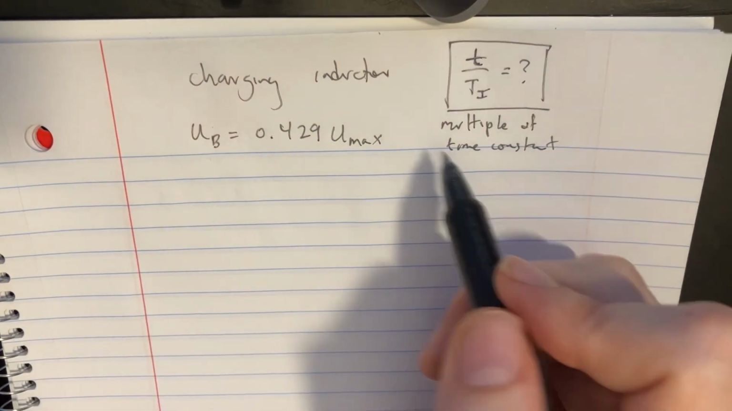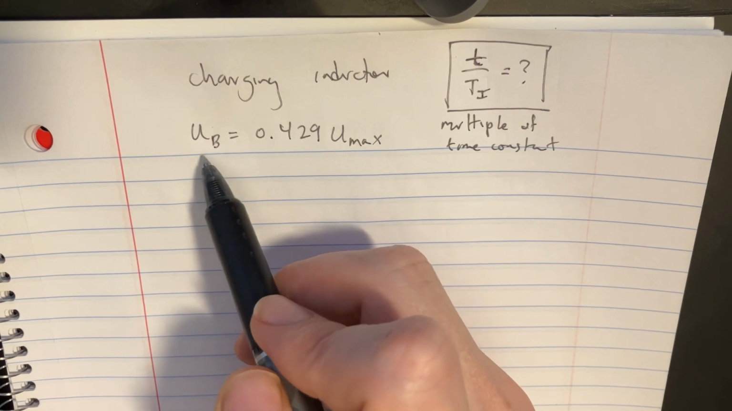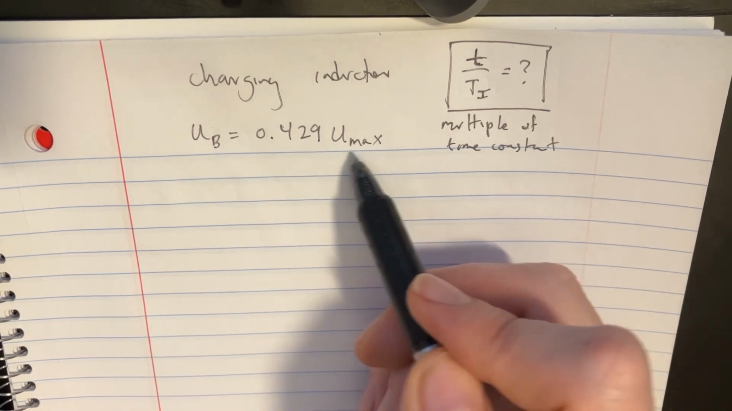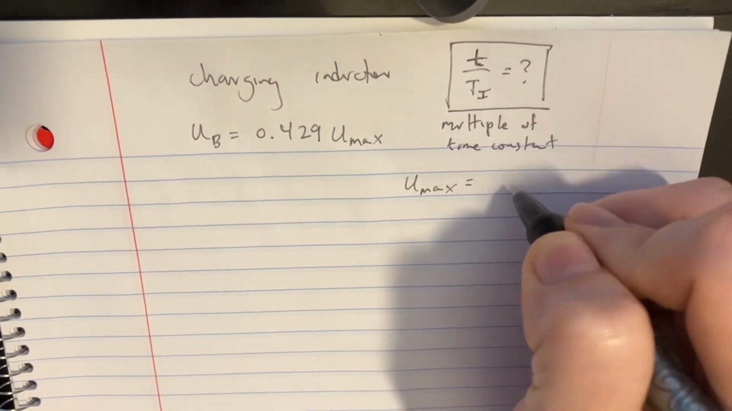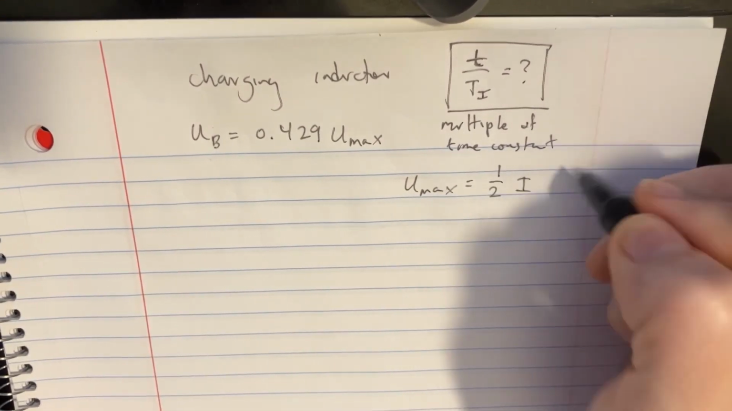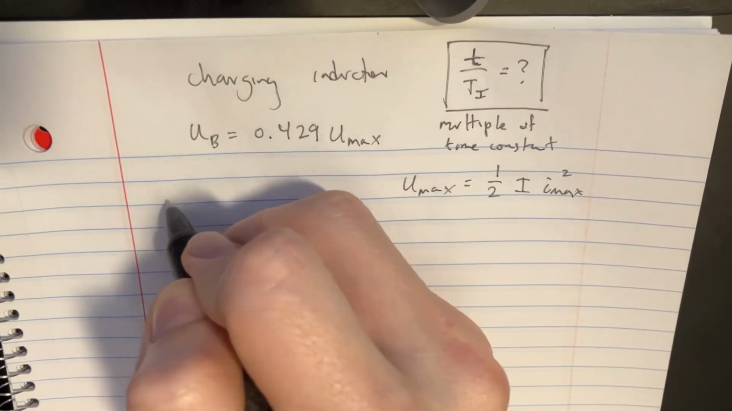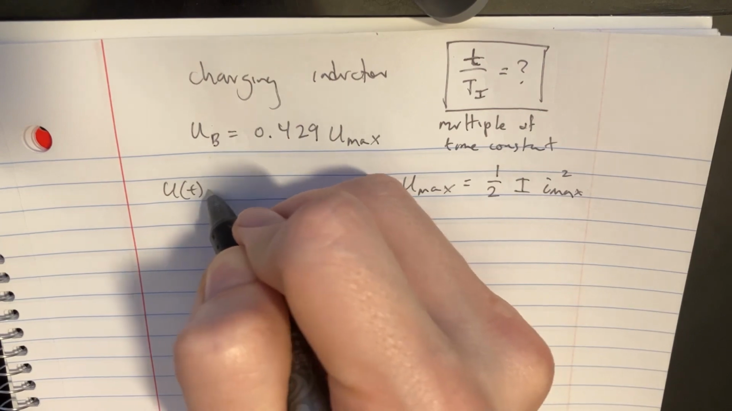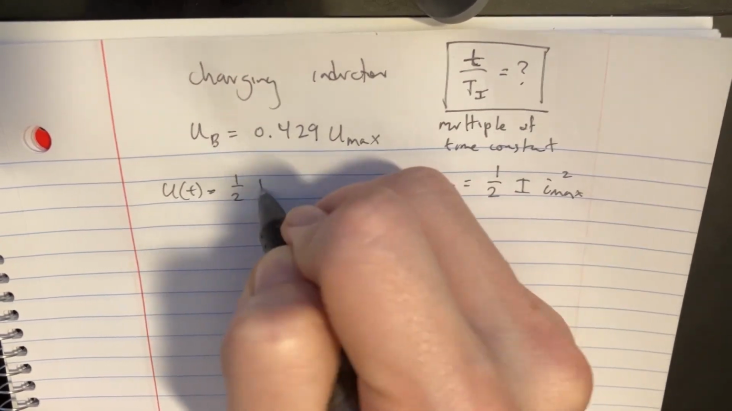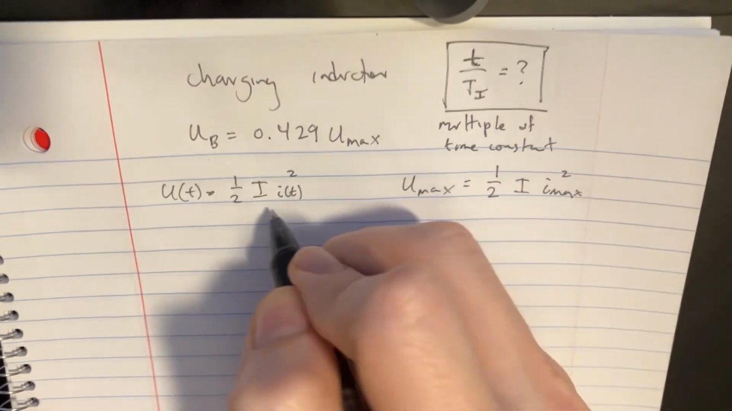We're charging an inductor and we're looking for the multiple of the time constant for when the energy stored inside is only 0.429 of the maximum. So let's remember the U max equation is going to be 1/2 inductance times the I max squared. And at any point in time during that charging process, you could say that the energy is 1/2 of the inductance times I as a function of time squared.